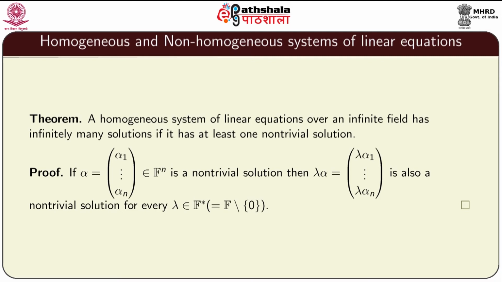Now, if we choose any lambda from F star, what is F star? F star is precisely the set of all non-zero elements in the field. Then lambda alpha is also going to be a solution and a non-trivial solution. It is definitely non-trivial because let us say alpha_i is not 0, then lambda alpha_i is also not 0, and it is a solution to the homogeneous system, which is also easy to see, because if you just substitute x1 equal to lambda alpha_1 and so on, xn equal to lambda alpha_n, then the equation E is satisfied.